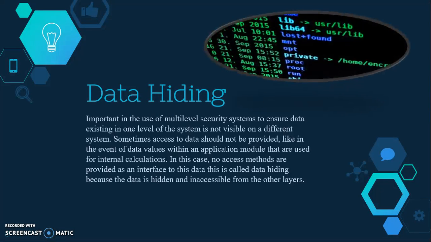Data hiding. Data hiding is important in the use of multi-level security systems to ensure data existing in one level of the system is not visible on another level. Sometimes access to data should not be provided, like in the event of data values within an application module that are used for internal calculations. In this case, no access methods are provided as an interface to this data. This is called data hiding because the data is hidden and inaccessible from the other layers.